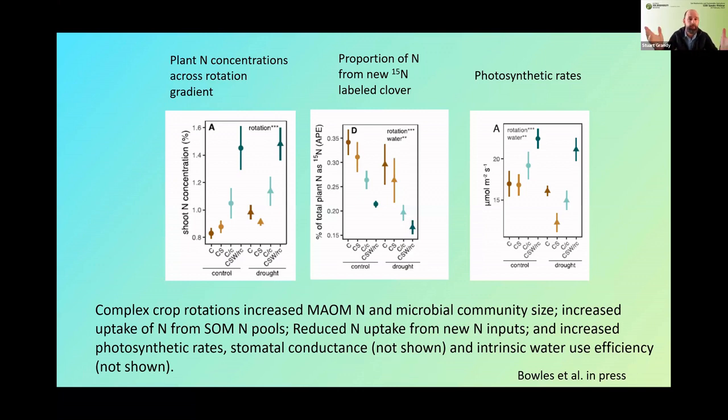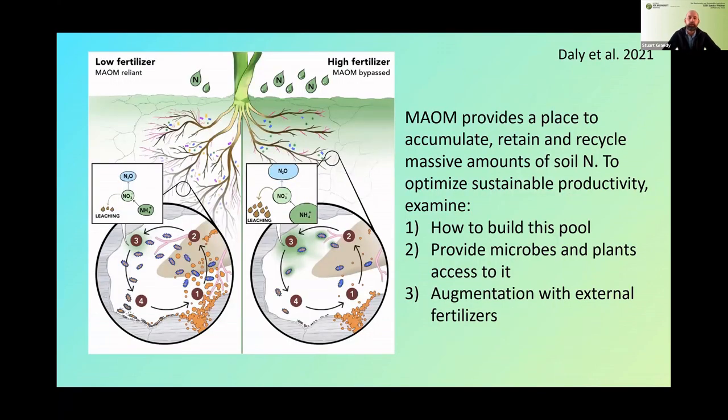And so we saw overall the complex crop rotations increased Mayon and microbial community size. They increased uptake of nitrogen from soil organic matter nitrogen pools, reduced nitrogen uptake from new nitrogen inputs, and increased photosynthetic rates, stomata conductance, and intrinsic water use efficiency. Mayon, we think, provides a place to accumulate, retain, and recycle massive amounts of soil nitrogen.